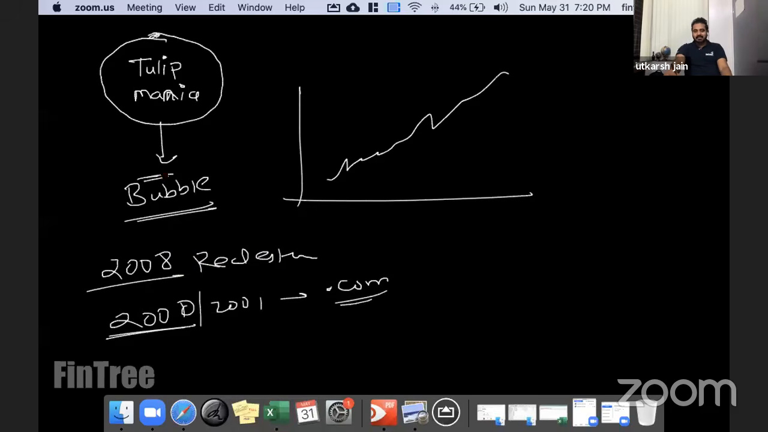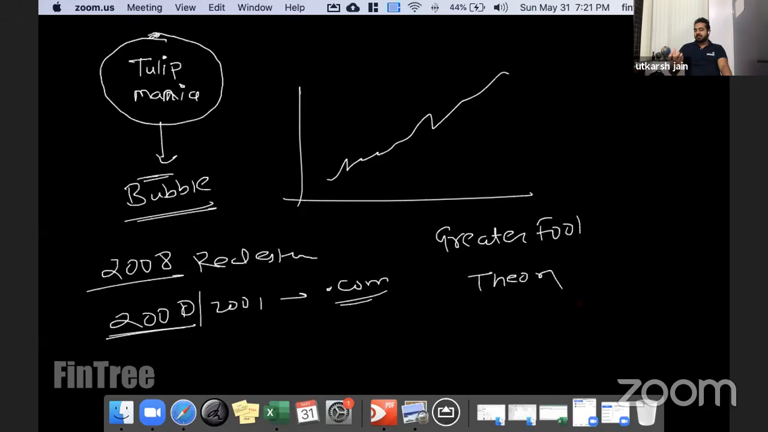And there is a very interesting theory that pops out of tulip mania. That interesting theory is called the greater fool theory. So what's the greater fool theory? The greater fool theory is that I am buying this asset, maybe a stock, at a really expensive valuation.